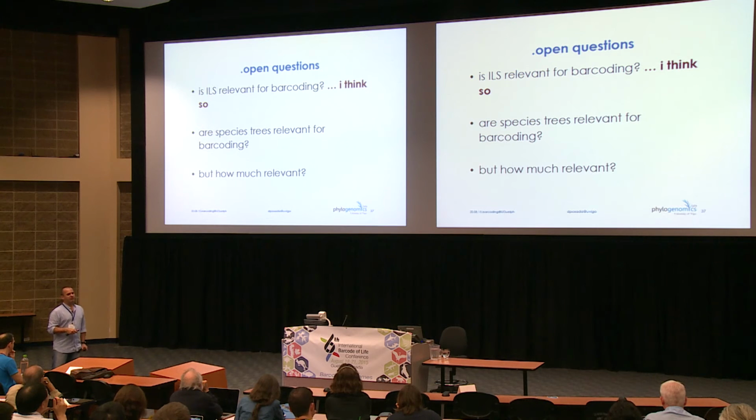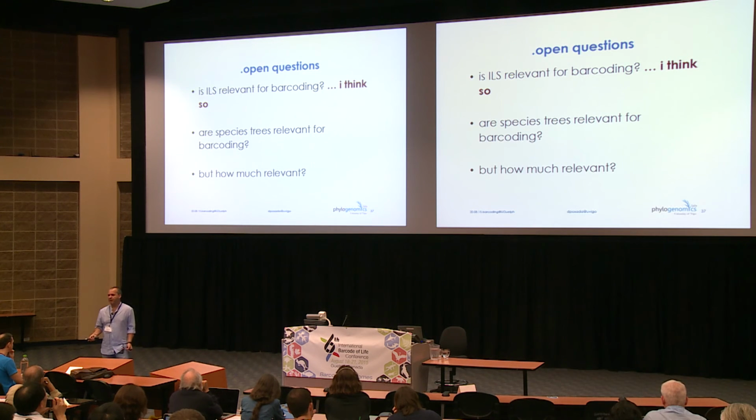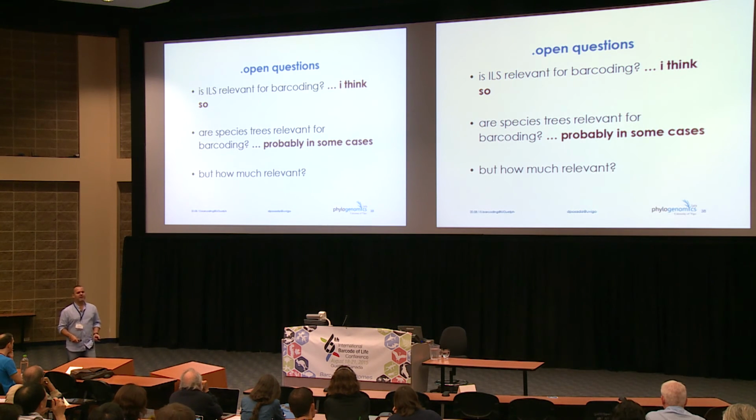So is it relevant for barcoding? I think so. Okay, this is the end, the final slide. I think it's relevant. It can be relevant. I think nobody can deny this. It can be relevant. Okay. So species trees, yes. Probably in some cases, you might need to get into estimating species trees for complex barcoding problems. Okay? For species with a lot of lineages, with a lot of ancestral polymorphisms, okay?